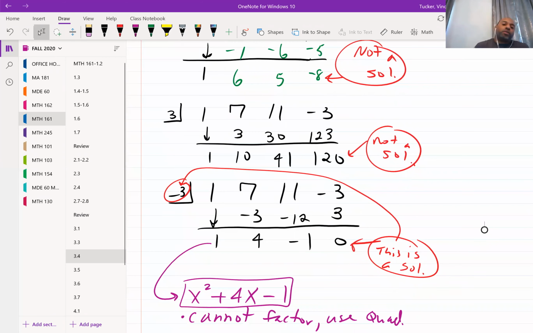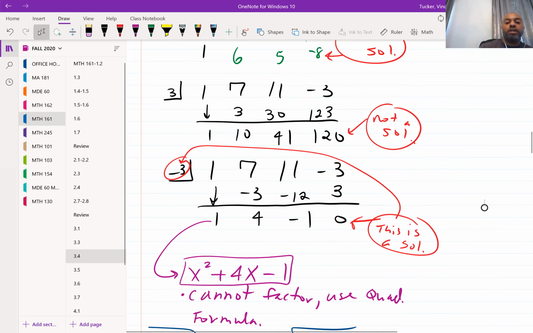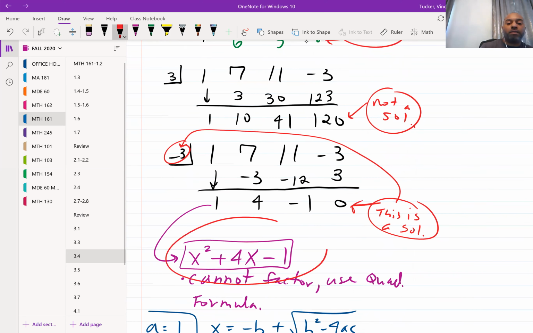All right. So -3 is one of our solutions. Remember, we should be getting 3 of them. So that rational theorem, possible rational theorem, only gives you the rationals. So if there's an irrational solution or if there's an imaginary number as a solution, you won't get it out of that. So what we're going to have to do now is take the remainder of that function, x squared plus 4x minus 1.